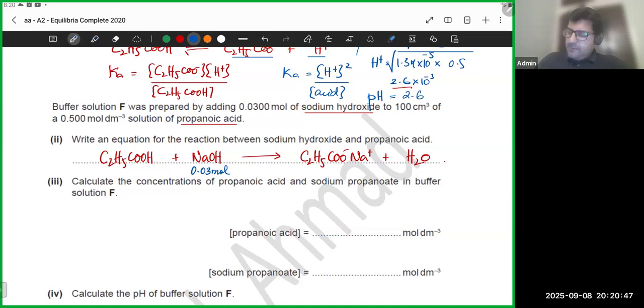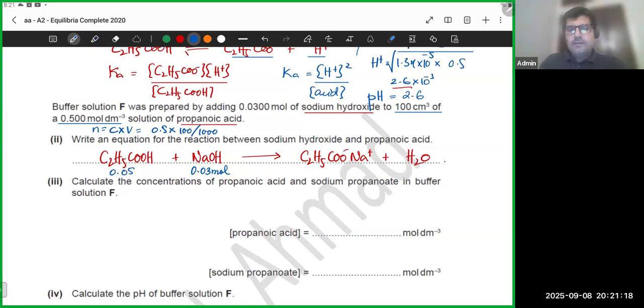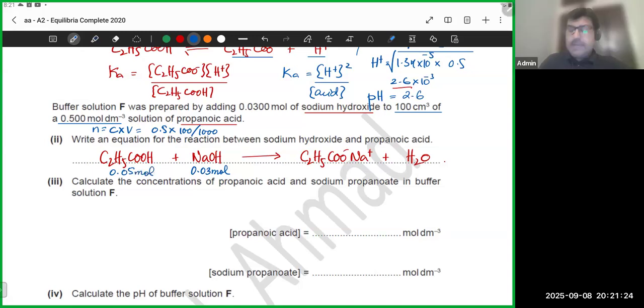And how many moles of propanoic acid? Moles is concentration times volume. So it's 0.5 into 100 divided by 1000, right? How much is it? Is that 0.05? 0.005? No, there will be one zero. Oh yes, 0.05. So you're getting 0.05 moles, right?